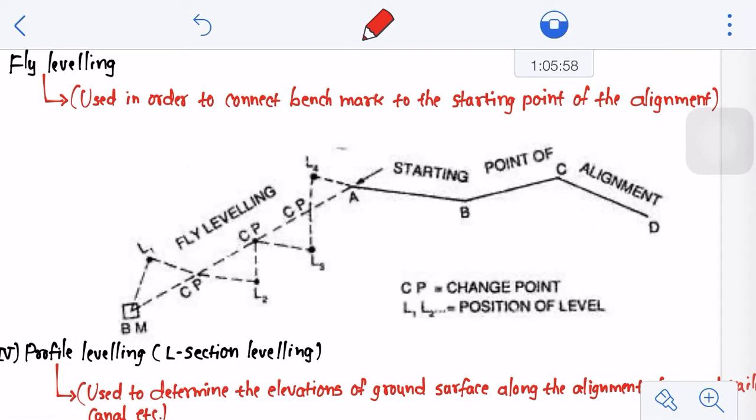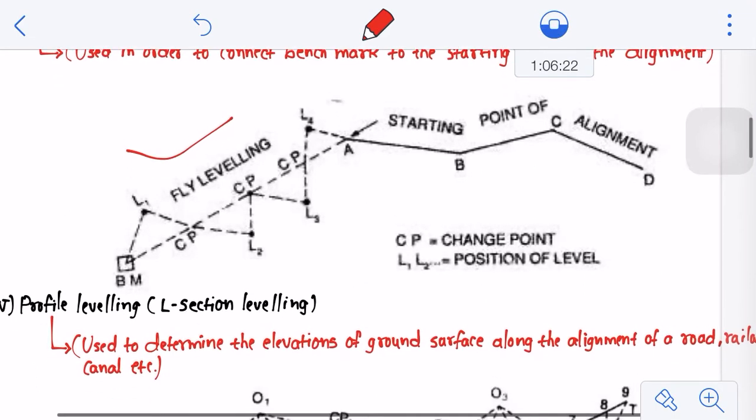So the level should be set up just midway between the 2 points, and the distances are taken as long as possible, as you can see here on the screen. These L1, L2, L3, L4 are the points where your instrument has been placed, and you have carried out your leveling work, and you have connected your benchmark with the starting point, and that part is termed fly leveling. That means this one, right? So that's your fly leveling.